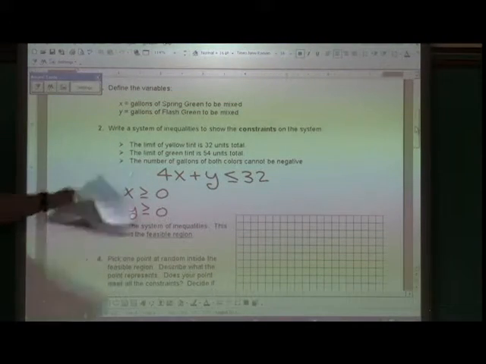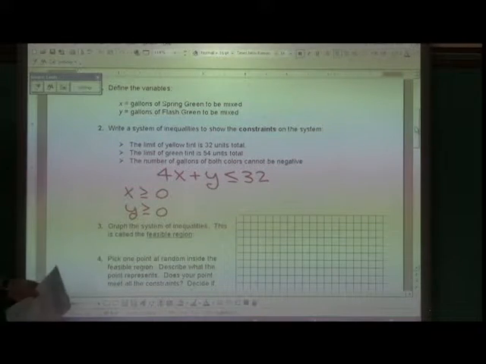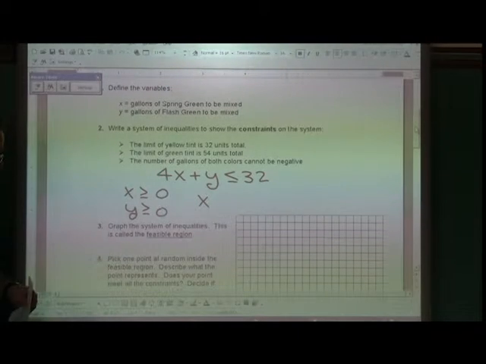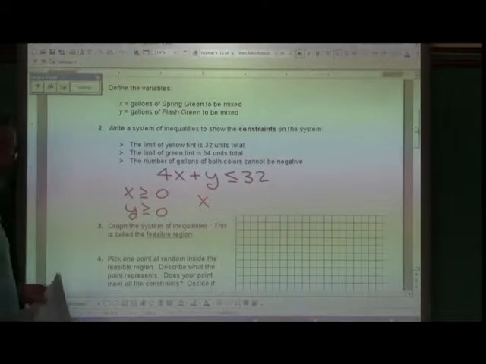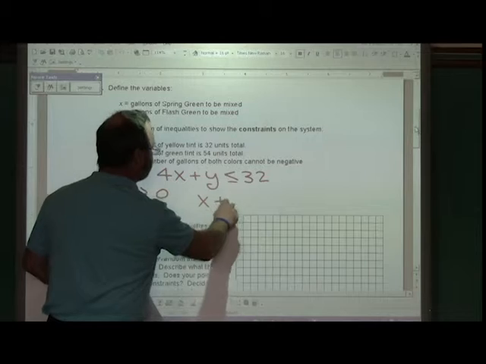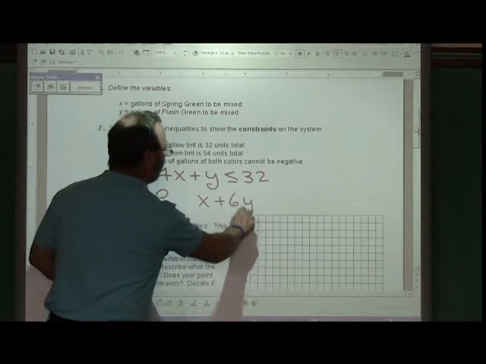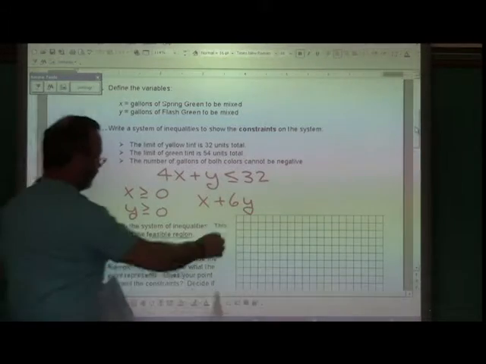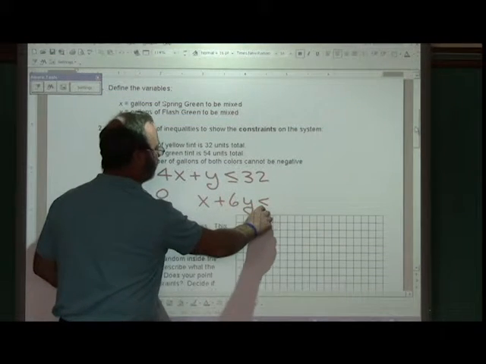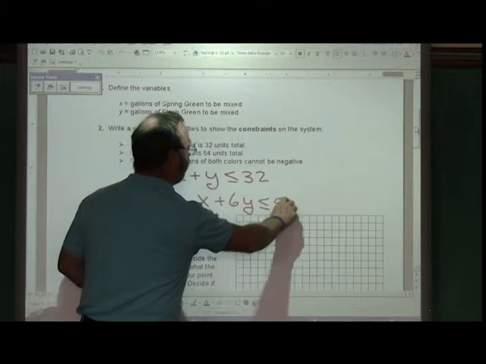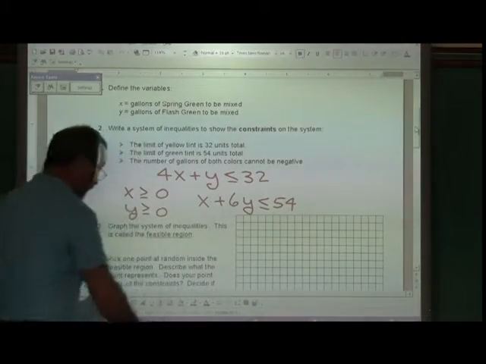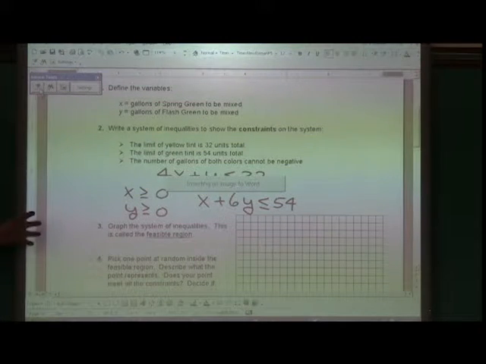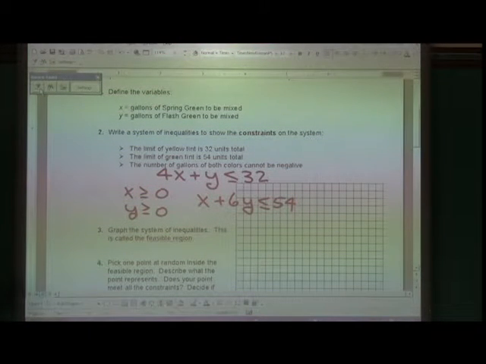By the same token, with the green tint, it takes 1 unit of green tint for every gallon of spring green, and it takes 6 units for every gallon of flash green. And that is limited to being less than or equal to 54 units. So these 4 inequalities, those are my constraints.